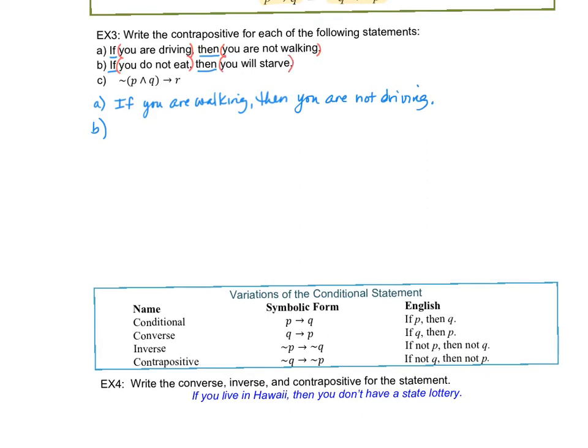So we're going to switch the order. The if then stays, right? We're not switching that. We're just switching the simple statement. So the you will starve becomes you will not starve. If you will not starve, that sounds kind of weird. So I'm going to grammatically change it to if you do not starve. It just sounds better. So if you do not starve, then you do not eat becomes you eat. I'm going to write you will eat.